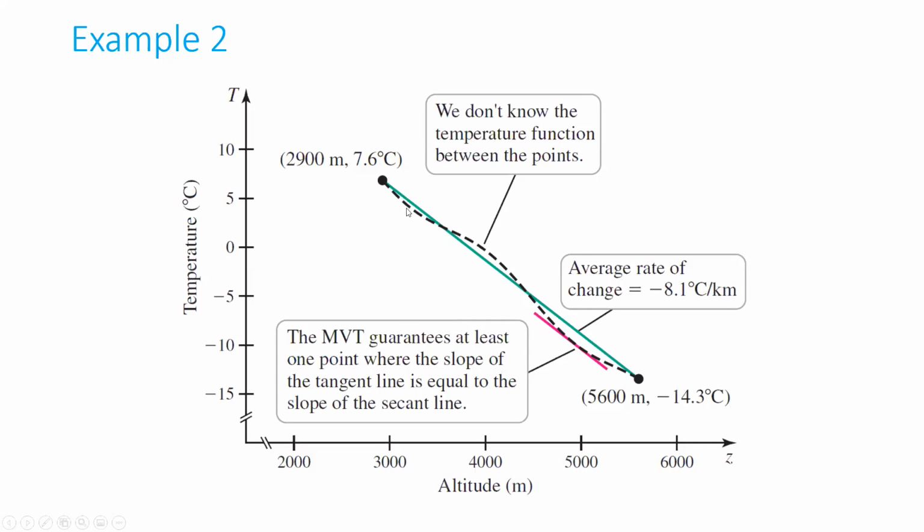Okay, so yeah, this is just maybe one possible example of what a temperature curve might look like, but any other possible temperature curve that I draw, as long as it's continuous and differentiable, must have a point where the tangent has a slope of negative 8.1.